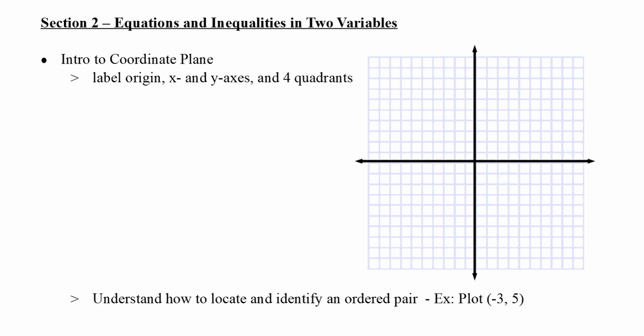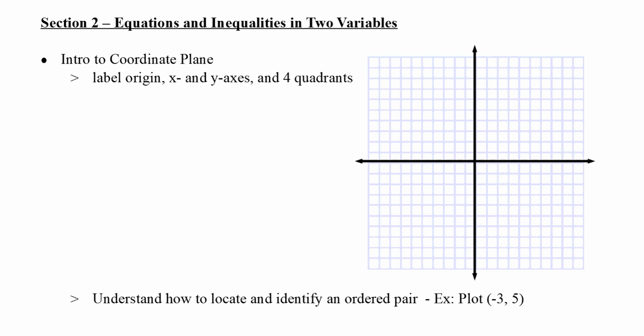Okay, so welcome to video number 2. In this one we're going to explore some of the coordinate plane and some equations and inequalities that have two variables, an x and a y. So just as an intro, I want to talk about the coordinate plane a little bit and talk about some of the key features, which are the origin, the x and y axes, and the 4 quadrants.